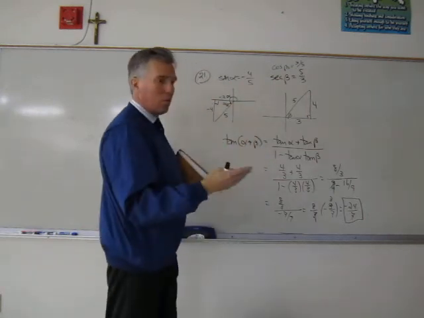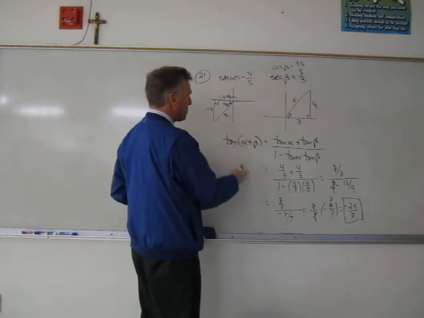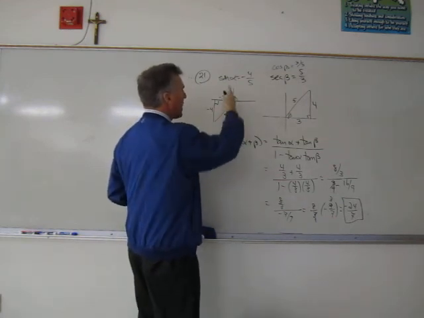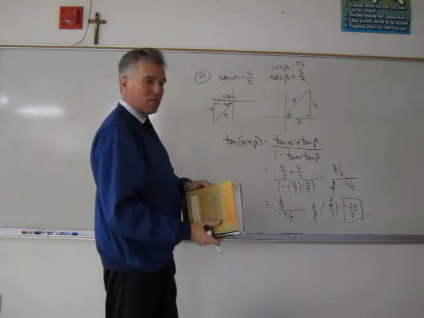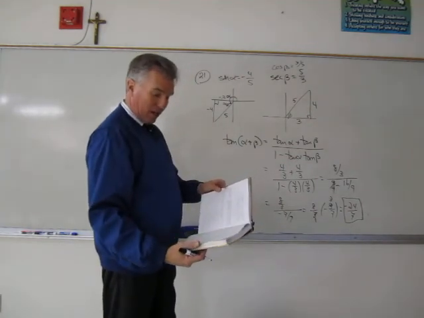So when they ask you, what's the quadrant that contains alpha plus beta, they're asking you that question after they've asked you to determine 2 of the trig values for alpha plus beta. And that's pretty much it.